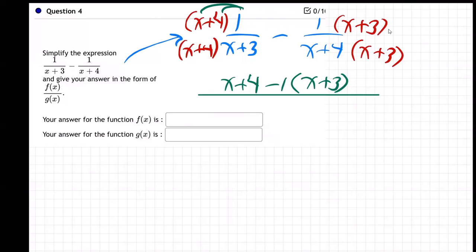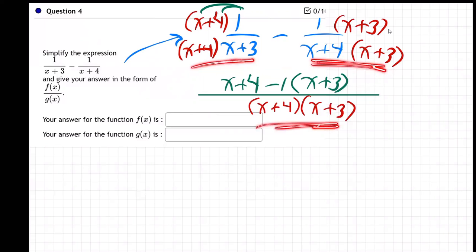And then in the denominator, I've got x plus 4 and x plus 3. Do we see what's happening there? Is that making good sense? So we've got a common denominator. Both those denominators are the same, so we can make them one fraction. Okay, so now this minus 1 has to distribute, doesn't it?